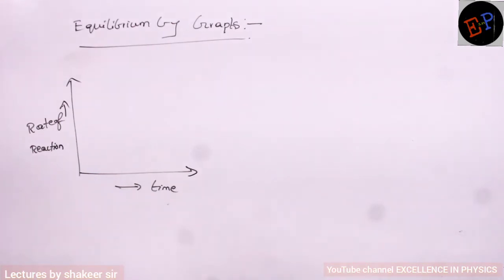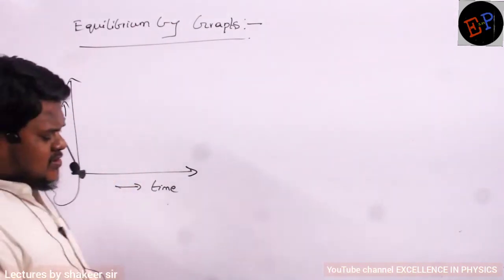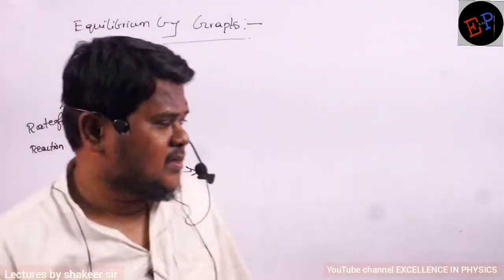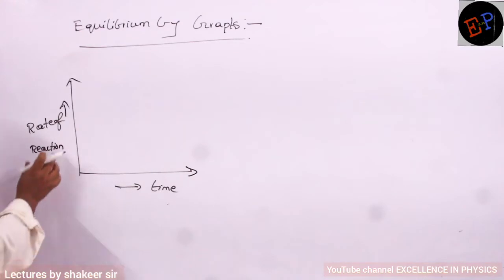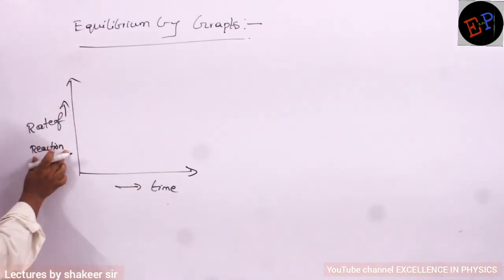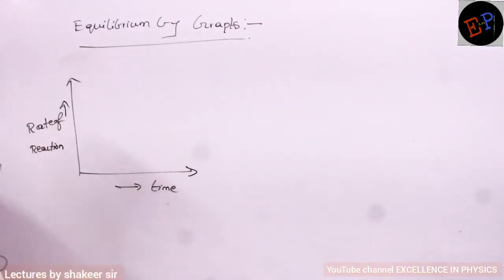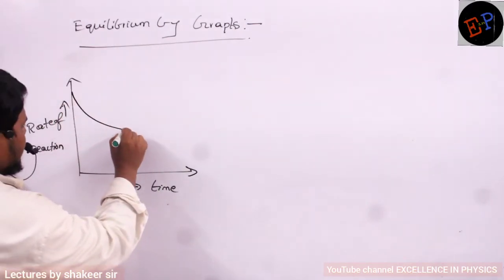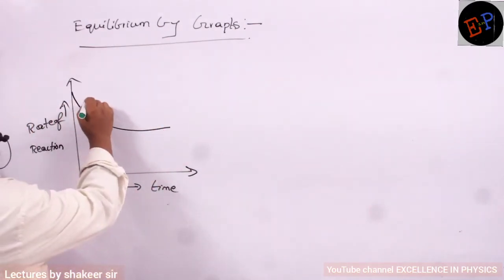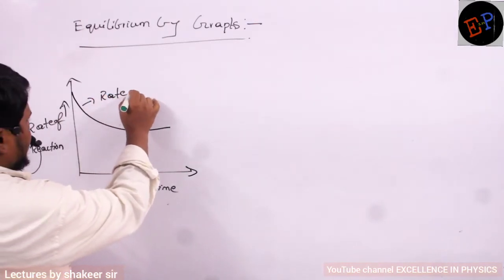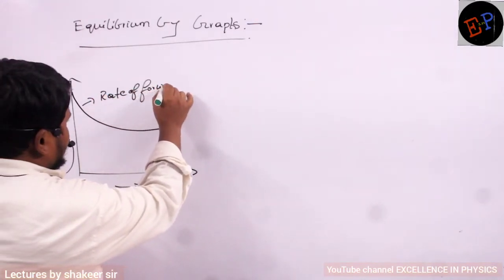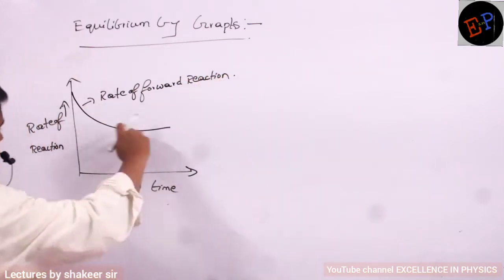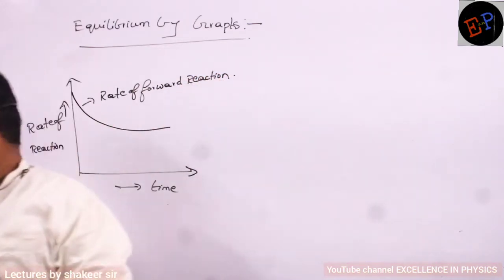Okay, now we will try to understand this equilibrium concept by using graphs. At equilibrium, on the y-axis I am taking rate of reaction, and on the x-axis I am taking time. So this is one graph which I can draw. And what is this one? This is the rate of forward reaction.